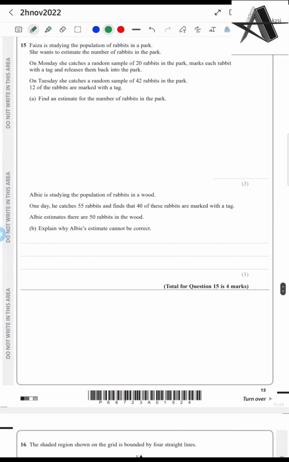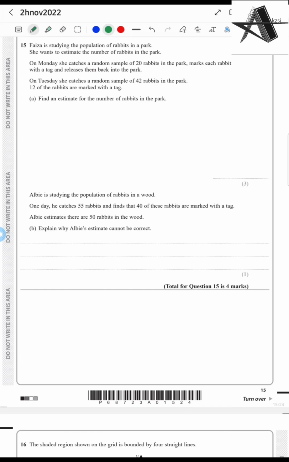Faiza is studying the population of rabbits in a park. She wants to estimate the number of rabbits in the park. On Monday, she catches a random sample of 20 rabbits in the park, marks each rabbit with a tag, and releases them back into the park. On Tuesday, she catches a random sample of 42 rabbits in the park. 12 of the rabbits are marked with a tag. Find an estimate of the number of rabbits in the park.